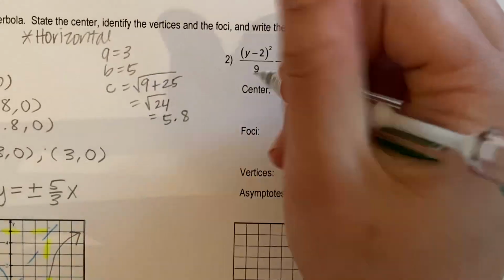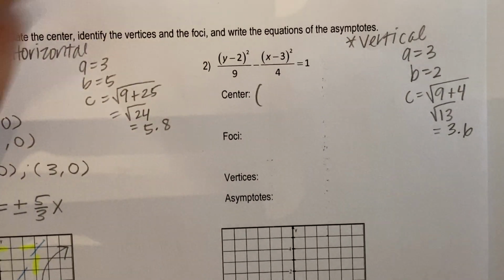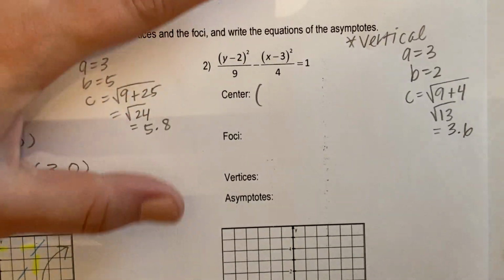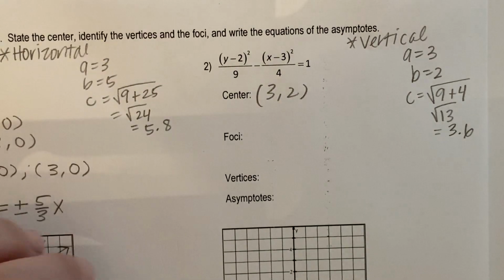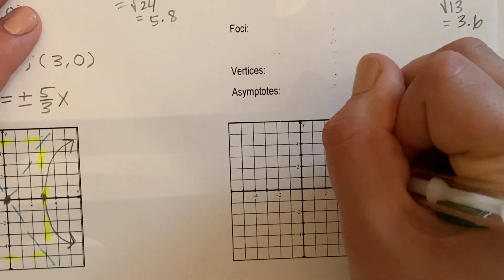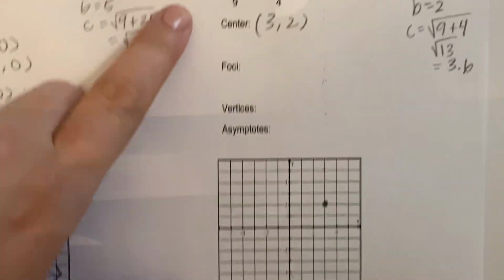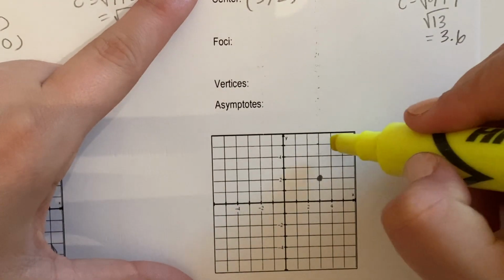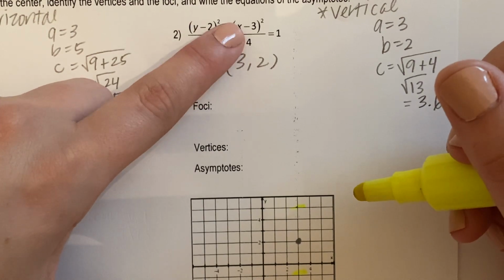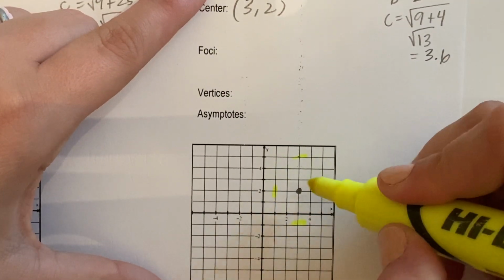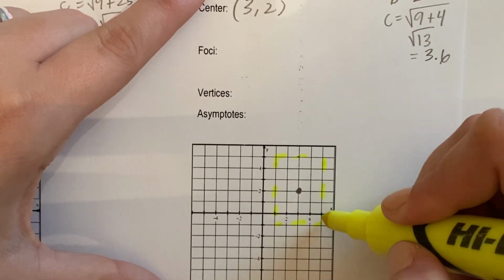Okay, my center. Now this is where I'm going to get messed up. Y'all are going to put 2, 3. 2, 3 is not the center. 3 is the x value, 2 is the y value. Don't let them trick you. Let's go ahead and plot that. 3, 2. And I'm going to draw my box. 3 comes from y, so I'm going to go up and down 3. 2 comes from x, so I'm going to go left and right 2. And finish drawing my little box.